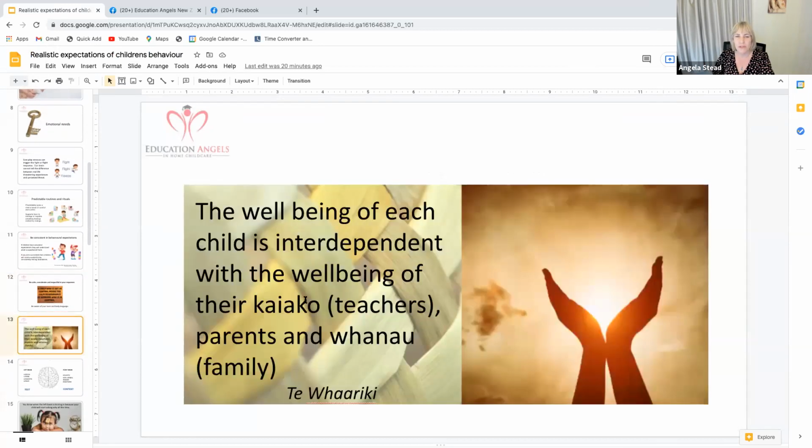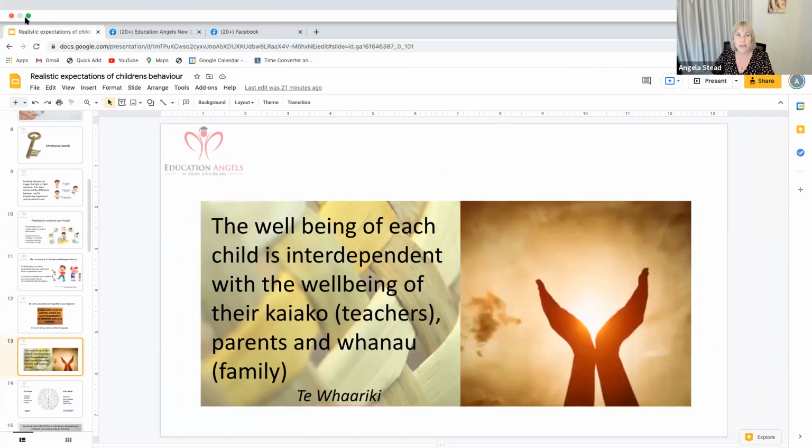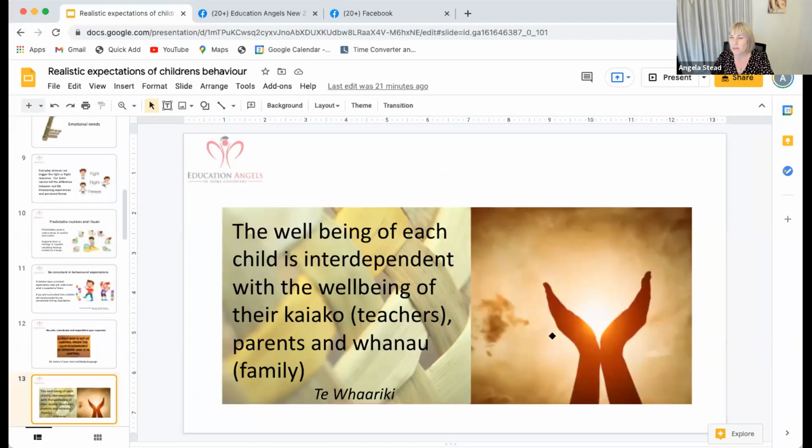And being aware too that the well-being of each child is interdependent with the well-being of teachers and parents and the family too. Children, like adults, will pick up on the stresses of the people around them. And sometimes they can't always make sense of that, so it can cause an immense amount of stress for the child too.